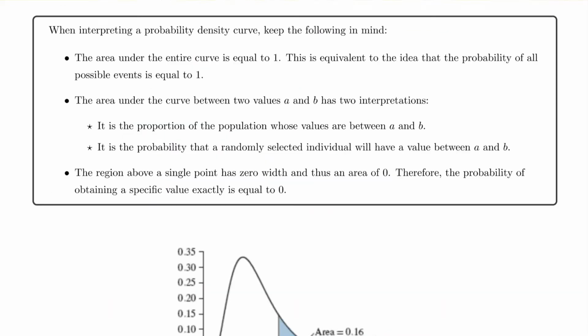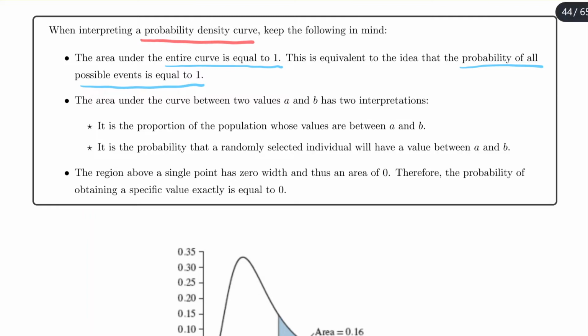Okay. So let's first talk about how to interpret the normal curve. The normal curve is an example of a density curve, a probability density curve. The area under the entire curve is equal to 1, because this is equivalent to the idea that the probability of all the possible events is equal to 1. So the area under the curve is 1, for any curve that represents a probability distribution.